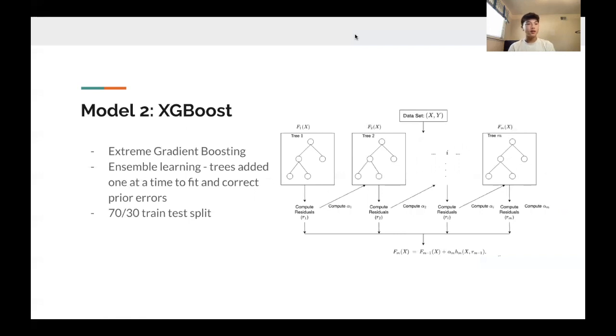My second model was XGBoost, or extreme gradient boosting. This model also incorporated ensemble learning, but in this case, instead of averaging the results, different trees were added 1 at a time to fit and correct prior errors. For this one, I used the 70-30 train test split.